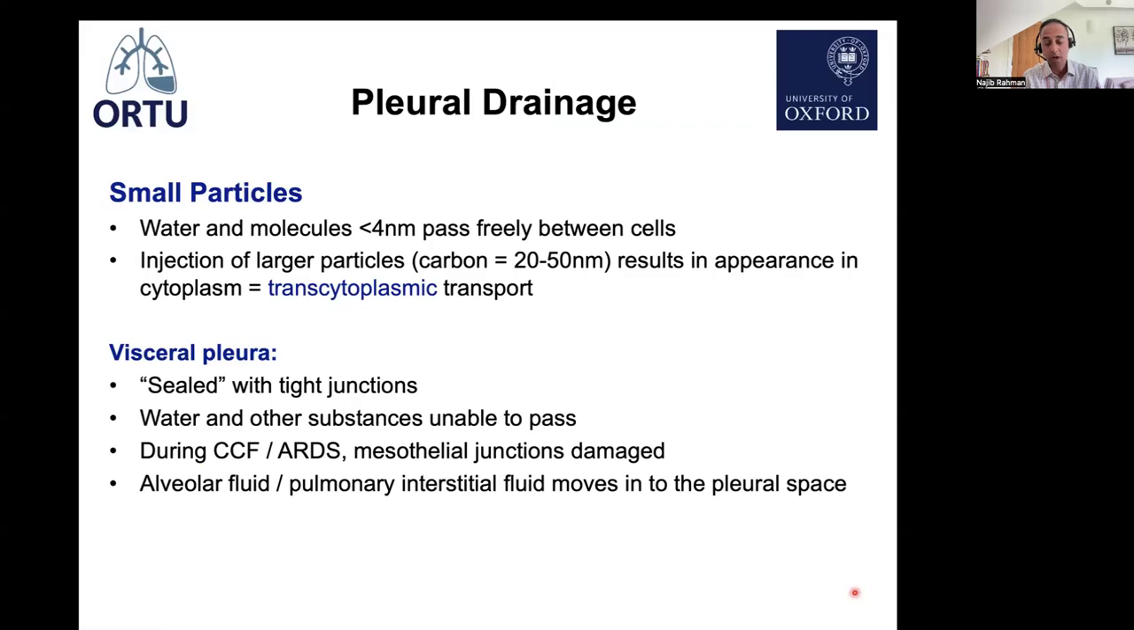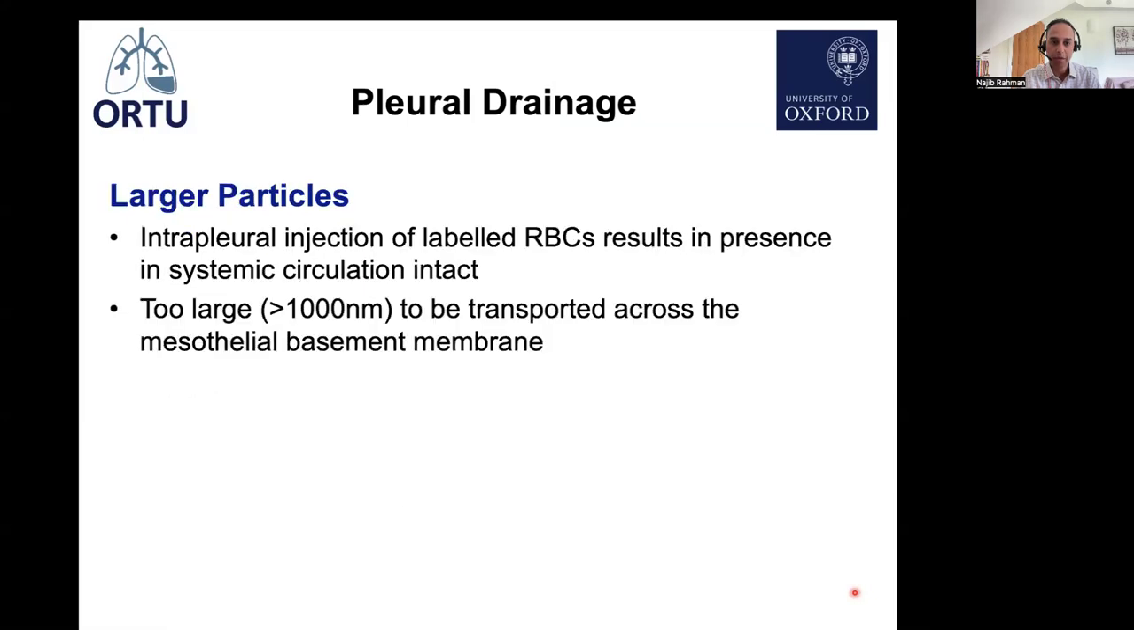And of course, we understand that the visceral pleura and indeed the parietal pleura has to be tightly sealed. Why? Because the visceral pleura forms a completely airtight layer so that you can't pass water and other substances. Now, in certain disease states, such as congestive cardiac failure, ARDS, these mesothelial junctions can be damaged, and therefore we get a bit of fluid leak from the lung surface into the pleural cavity. And hence, if you have heart failure or pulmonary interstitial fluid, then that can move into the pleural space.